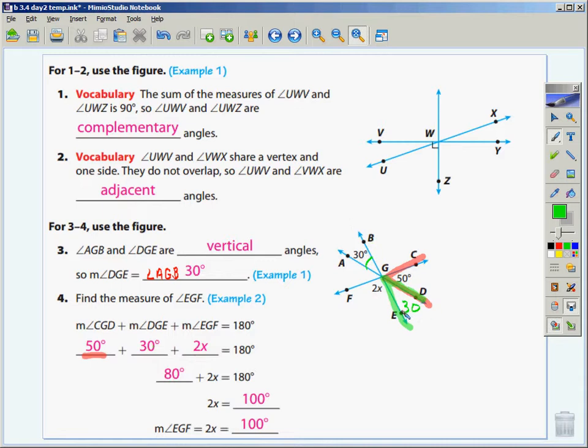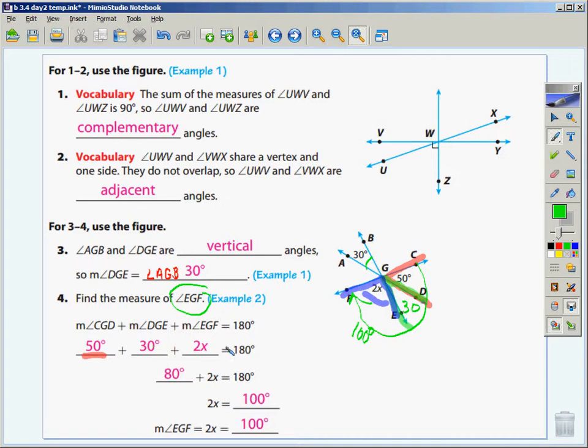You with me? Okay. Then it said the measure of angle EGF. EGF was this angle, and they said it was 2x. But if I put all three of these together, they formed a straight line, so it should be 180 degrees. I combined 50 and 30 and got 80. And then I subtracted the 80 from both sides. 2x is equal to 100. They asked me to find angle EGF. EGF was 2x, so EGF is 100 degrees.